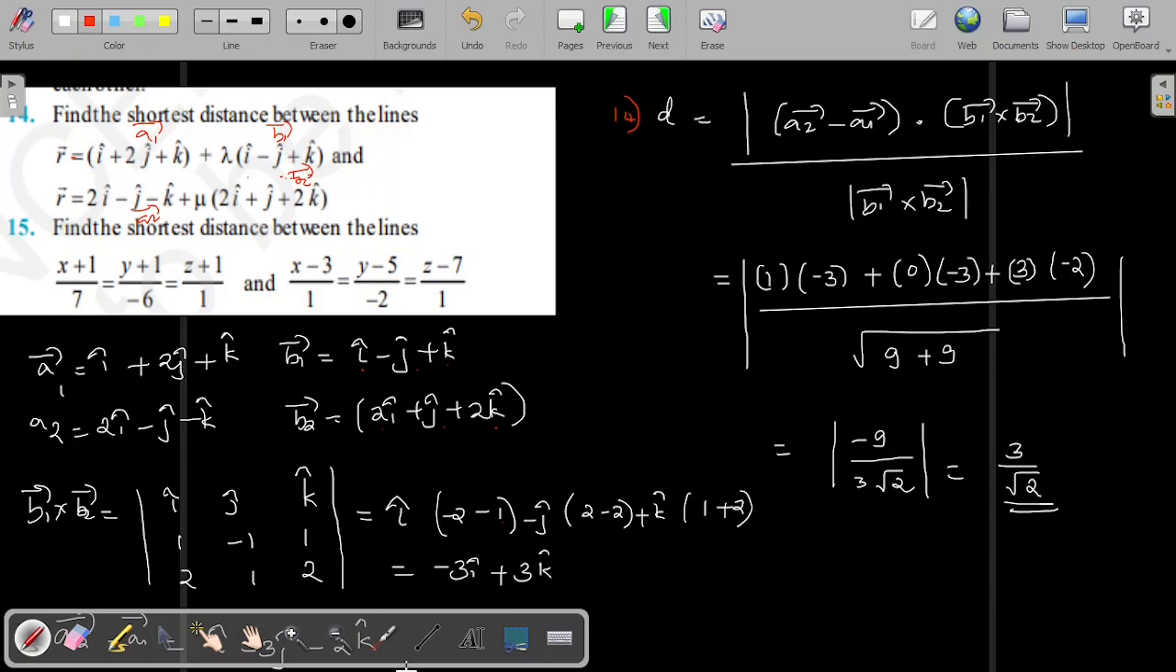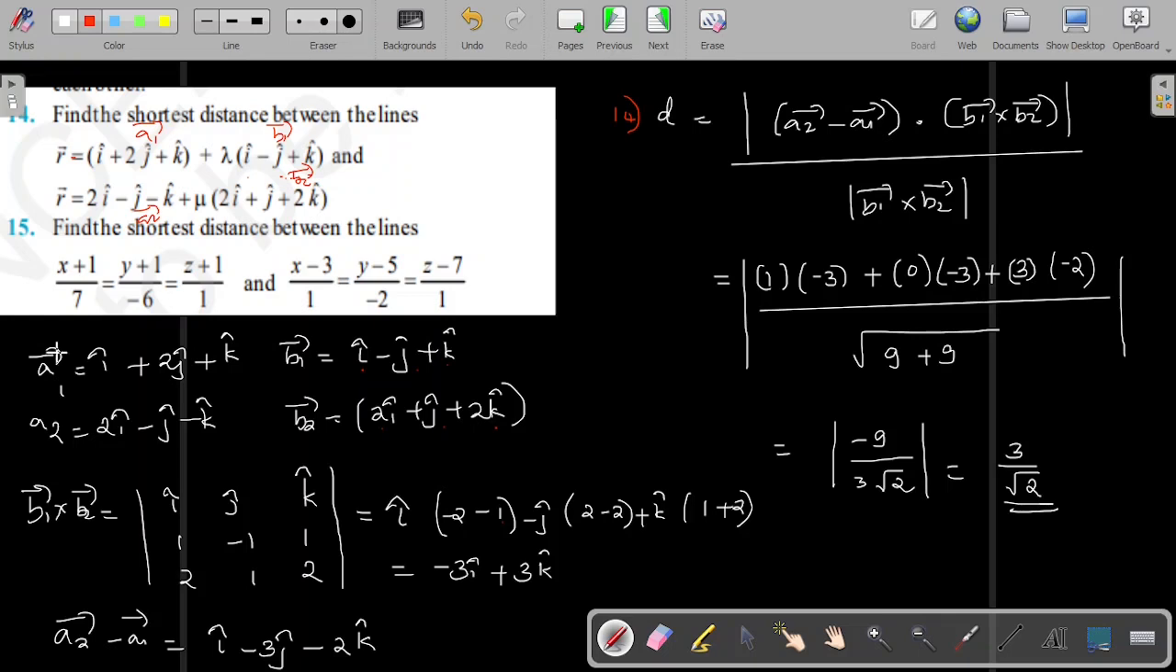Now here only you find out what is a2 vector minus a1 vector. So a2 vector minus a1 vector is 2 i cap minus i cap, which gives you i cap, minus j cap minus 2j cap, minus 3j cap, minus k cap minus k cap, minus 2k cap. Substitute here. It is the dot product. Dot product of two vectors, you know, a1 a2 plus b1 b2 plus c1 c2. You have to multiply the corresponding i cap, j cap, k cap components and add all of them together.